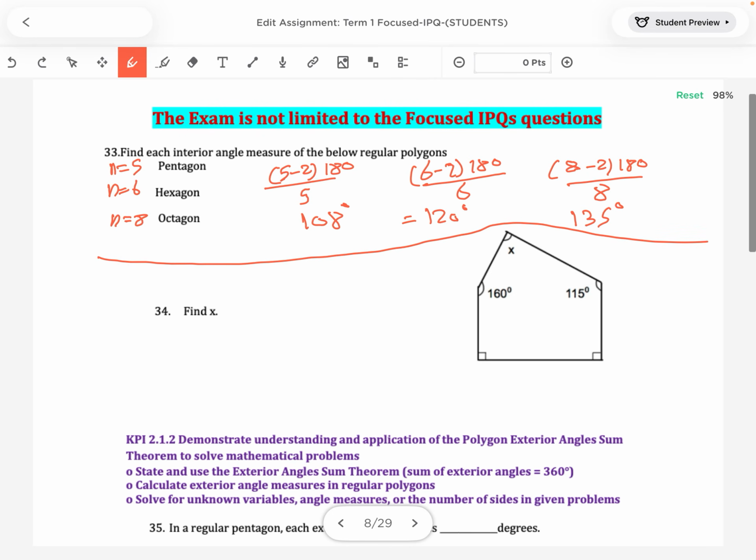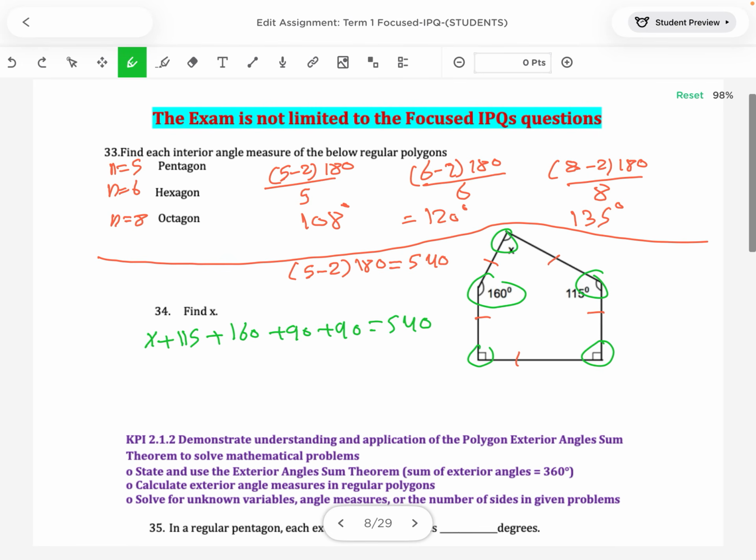Now for the coming question, they ask us to find x, which is the measure of the upper angle. All these angles are interior angles. I have 5 sides, so I have to find the sum of all these 5 angles. N minus 2 times 180 will be 540. So the sum of all these should equal 540. That means x plus 115 plus 160 plus 90 plus 90 should be 540.